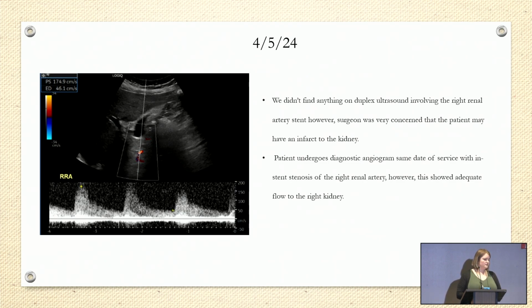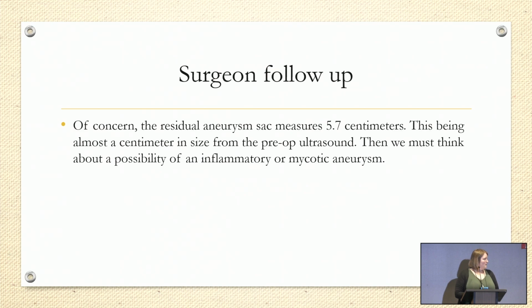However, the surgeon was concerned that the patient may have an infarct to the kidney. The patient underwent a diagnostic angiogram, same date of service, with no stenosis of the stent. It showed adequate flow to the right kidney. Of concern, the residual aneurysm sac measures 5.7 centimeters, almost a centimeter larger than the pre-op ultrasound. We must think about the possibility of an inflammatory or mycotic aneurysm, which is pretty severe. Just following her measurements to the measurements now, we're thinking about an inflammatory process off of caliper placement.